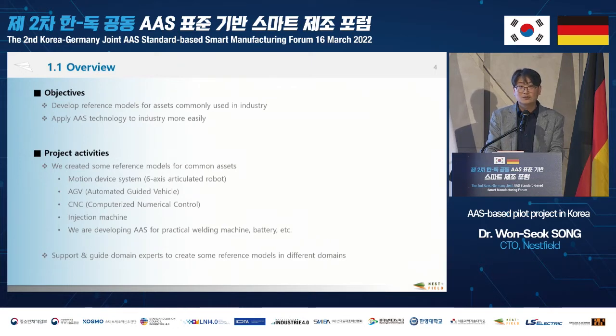So in the second round of the project, what we focused on was developing various reference models. The target systems are the motion device system, the 6-axis articulated robot, AGV, CNC machine, and injection machine, and those were the target devices we worked on. And we created AAS models for these devices. As for welding and the EV battery pack, we are currently working on the modeling right now.